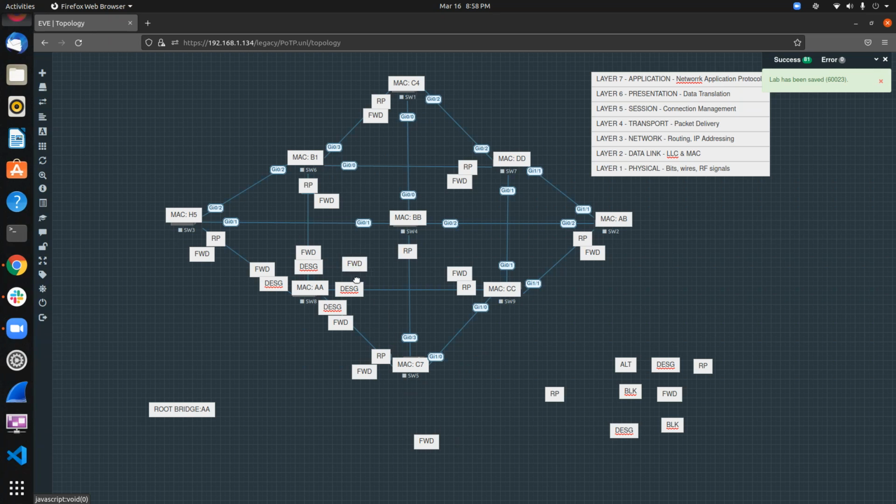So example, take a look at your root bridge, right? You have what kind of ports on your root bridge? They're all forwarding, and they're all designated. Okay, now take a look on what's on the other end of those designated ports. No matter which switch they go to, what do you see? I'm seeing RPs on all of them.